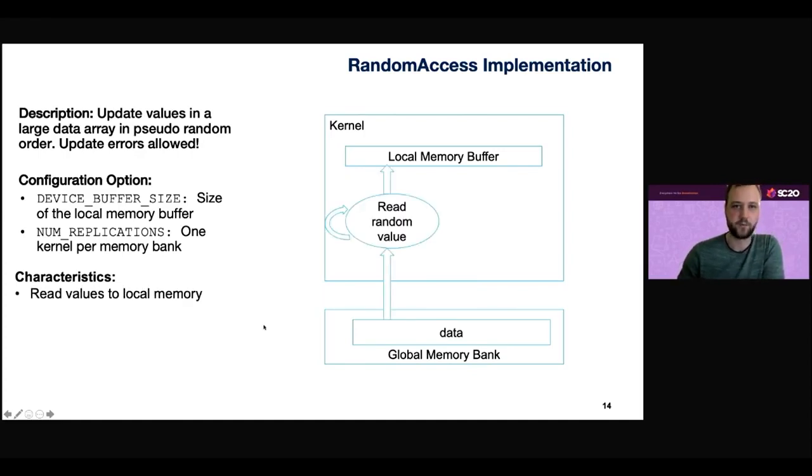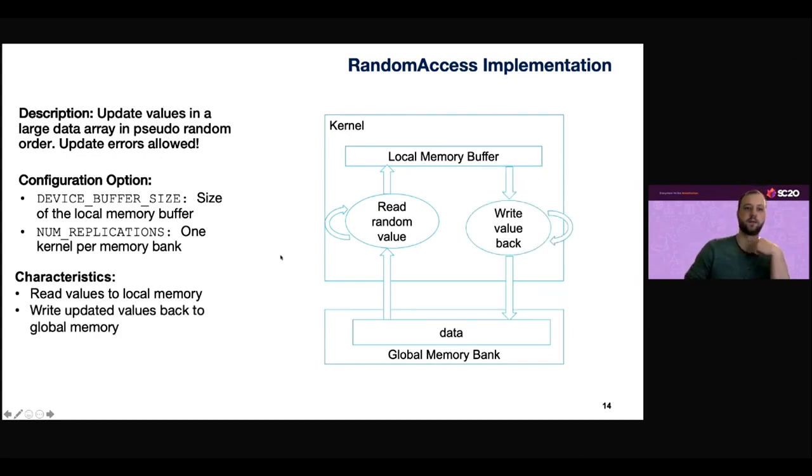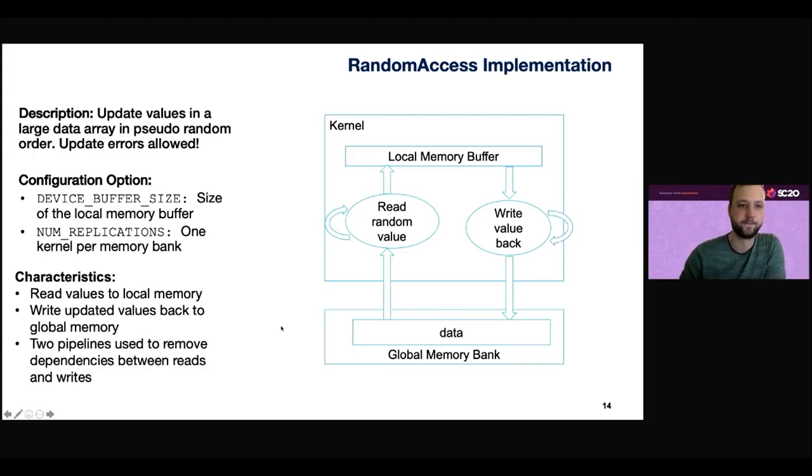So now we split this benchmark into two different pipelines. The first pipeline will read values in pseudo-random order from this data array located in global memory and store them in the local memory buffer. And then we will have a second pipeline that first updates the values in the local memory buffer and then writes them back to their previous location in the global memory buffer. This is done to remove the data dependency that we would have if we would execute this operation in the same pipeline.